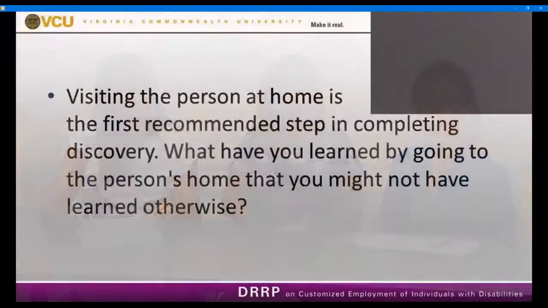Why don't we start out with the discovery process? Caitlin and Jenny, visiting the home of a person is a recommended first step in the discovery process. What have you learned by going into a person's home that you might not have noticed if you had skipped that step? Caitlin, would you like to go first?